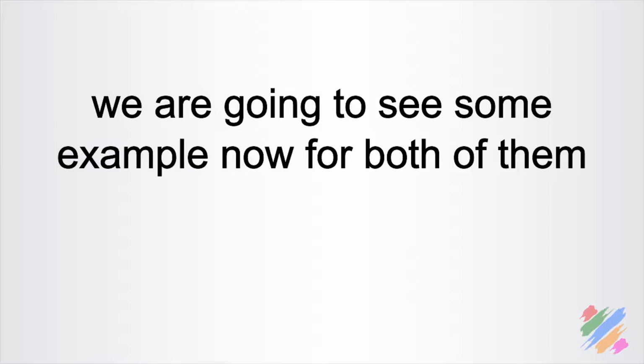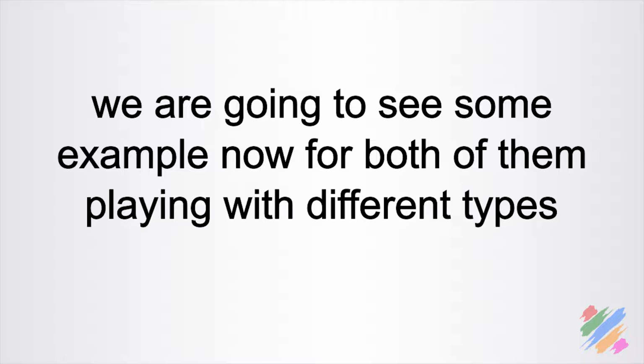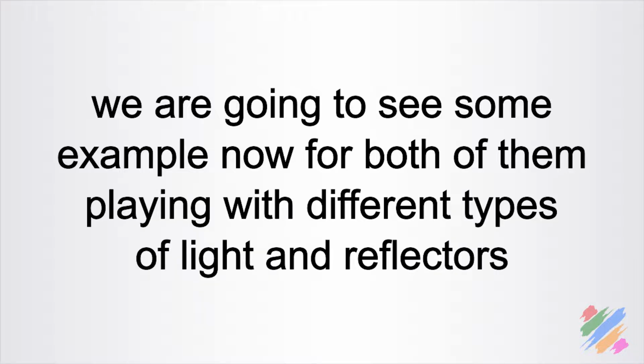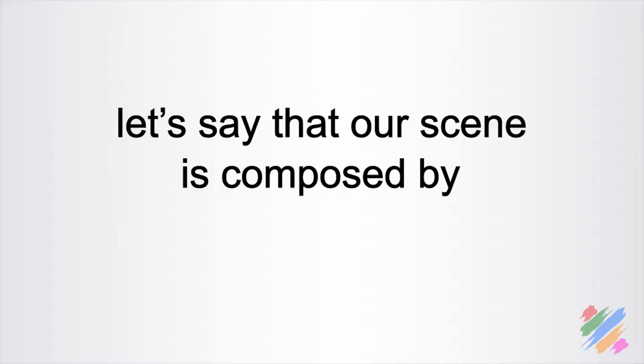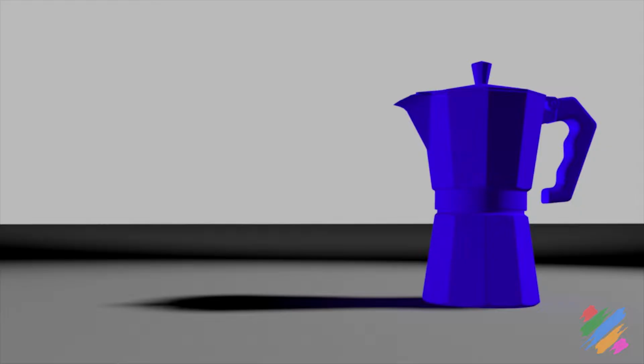We're going to see some examples now for both of them, playing with different types of light and reflectors. Let's say that our scene is composed of a single blue coffee maker, hanging in a completely empty and dark area. If we light our subject with a single spotlight coming from the top right corner, this is what we're going to see.